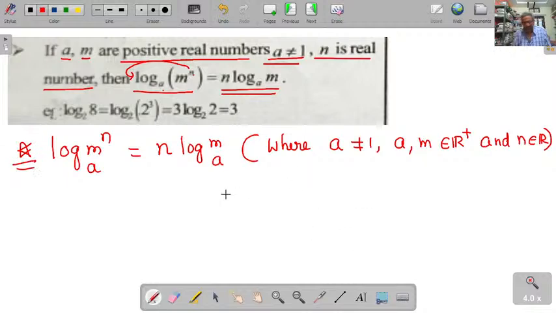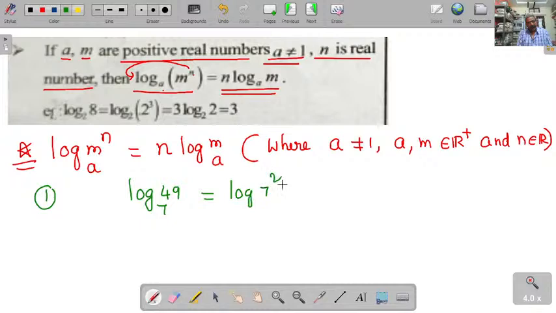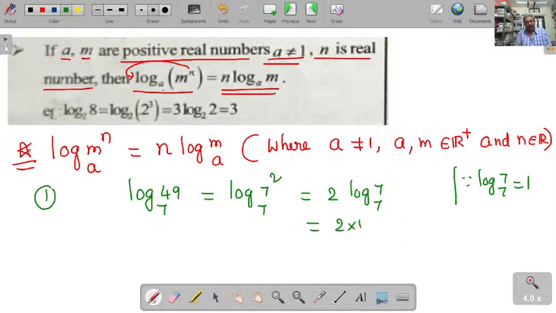Let's discuss one example. For example, if you want to find log 49 to the base 7, we can write this as log 7 square to the base 7. Using this power rule, this can be written as 2 times log 7 to the base 7. You know that log 7 to the base 7 is 1, so we have 2 times 1, so it is 2. Is it correct or not?